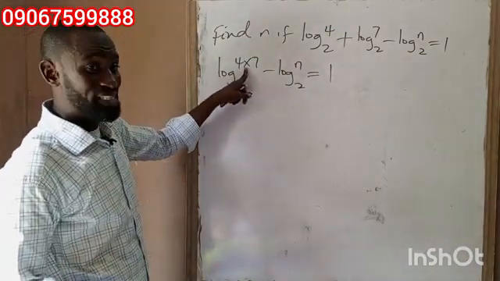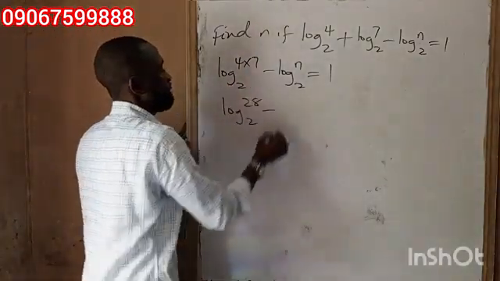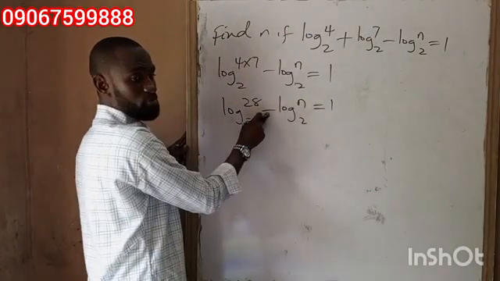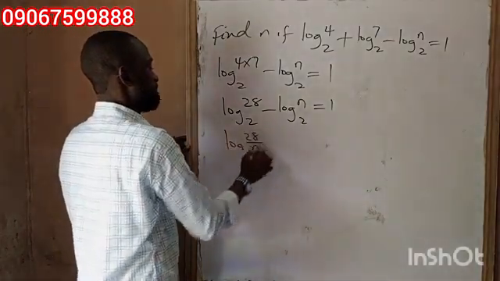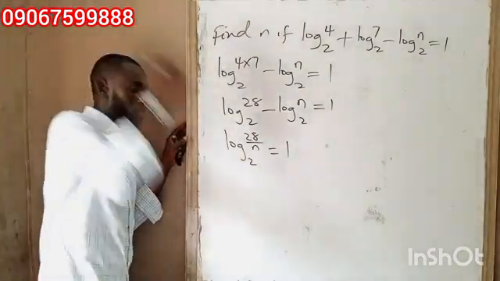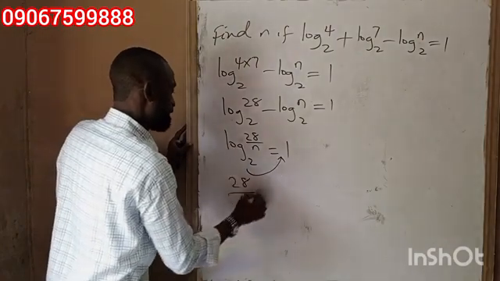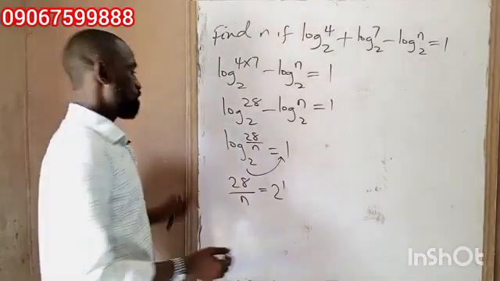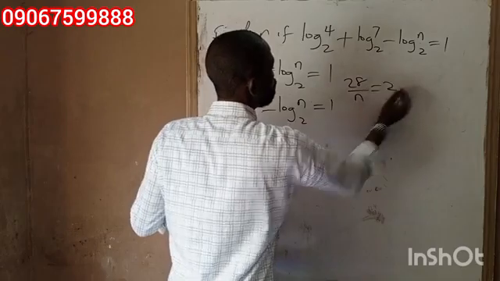This will become 28. So I have log of 28 base 2 minus log of n base 2 equals 1. I have a minus between them, so I can divide. I now have log of 28 over n base 2 equals 1. Are you with me? So what's the next thing? I'll apply the basic definition. This one will raise this one up. We're now having 28 over n equals 2 raised to power 1. What's 2 raised to power 1? It is 2. So 28 over n equals 2.